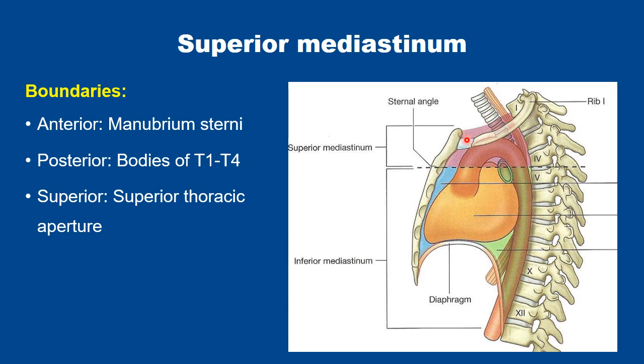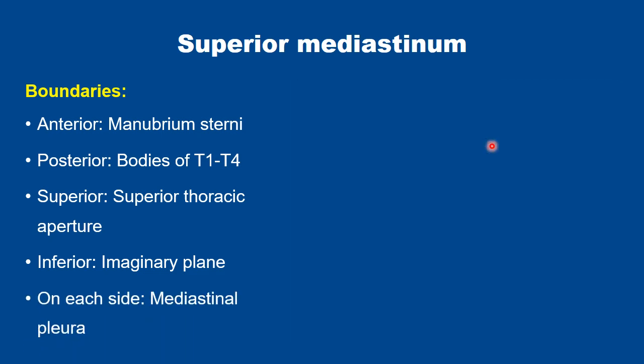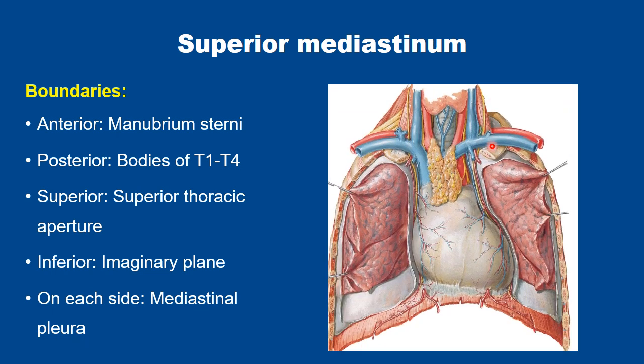Then it is superiorly bounded by the superior thoracic aperture or the thoracic inlet. Inferiorly, this superior mediastinum is bounded by the imaginary line and the inferior mediastinum. And on each side, the superior mediastinum is bounded by the mediastinal pleura. Here we can observe this is the mediastinal pleura which encloses the lung.